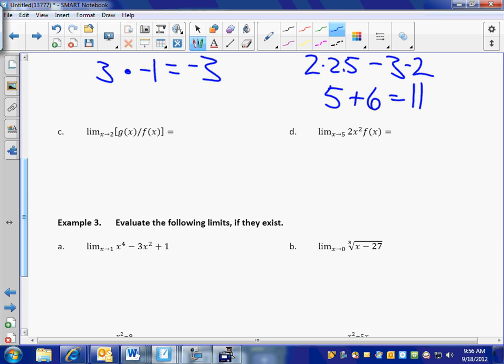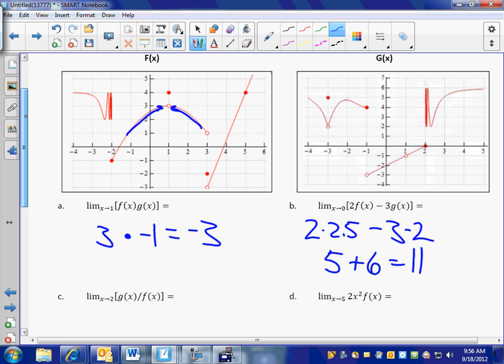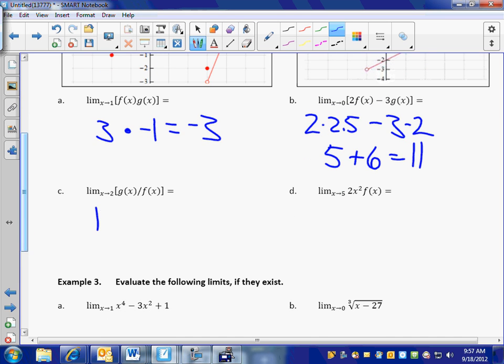Let's look at C. Limit as x approaches 2 of g of x. What do you see? Nope. It's not 0. Let's look, boys and girls. As you approach from the left-hand side, you approach 0. As you approach from the right-hand side, it does this barcode thing. So that does not exist. If any part of it does not exist, the whole thing does not exist. D and E.